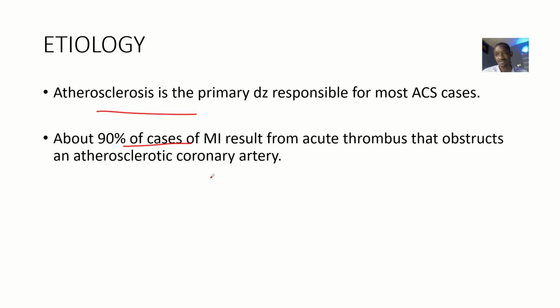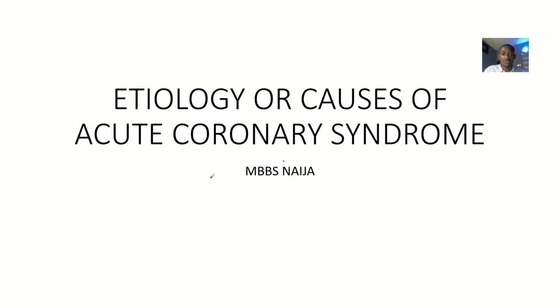There's no other cause. Yes, there could be, but the primary cause is atherosclerosis. It could be due to blood clots, but the blood started clotting because there was atherosclerosis. You get? So I think that's it for the etiology or causes of acute coronary syndrome.